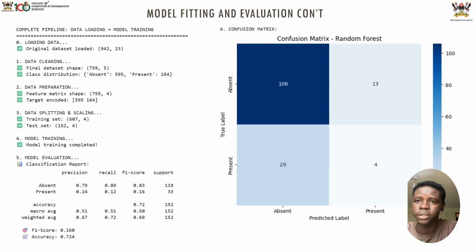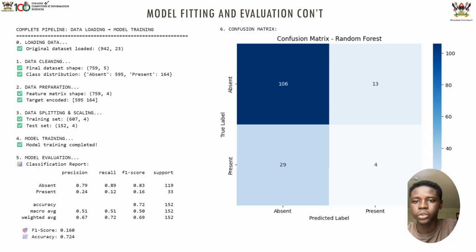Here we have the complete pipeline, which is data loading with the model training. You have the loading of the data. This is the original data set which contains 942. Then for data cleaning, we did the data cleaning, which gave us 759. Then the class distribution: absent is 595, then present is 164. In data preparation, you have feature matrix shape, target encoded, then data splitting and scaling. You have the training set, which is 607, then the test set 152.